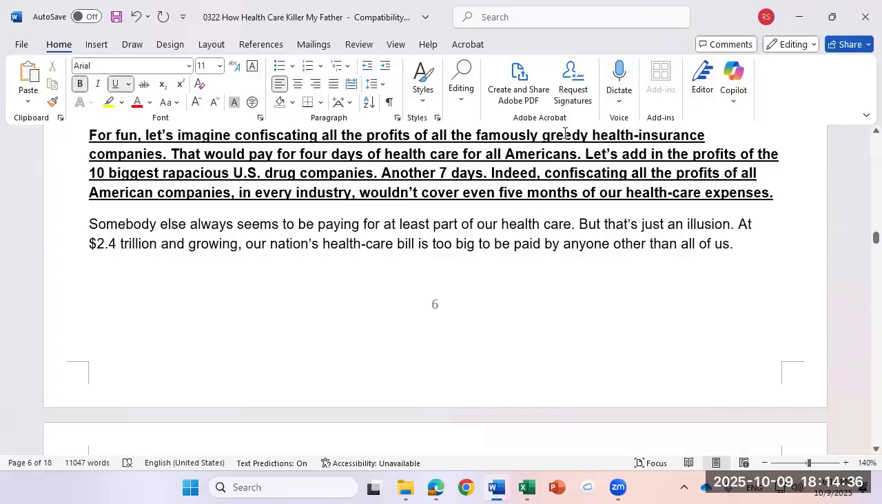So what if you took all the profits of the health insurance companies, the drug companies? The health insurance companies, that's 4 days of healthcare, the pharmacies, that's 7 days. So some people say, okay, Medicare for all, let's take the profits out of this, so we don't have health insurance companies. You saw that in New York City, right? Let's have city-run grocery stores, so we get the profit out of that model. What happens with that model?